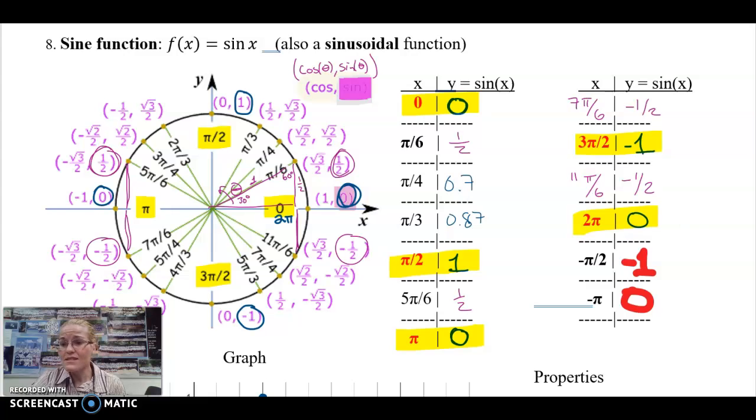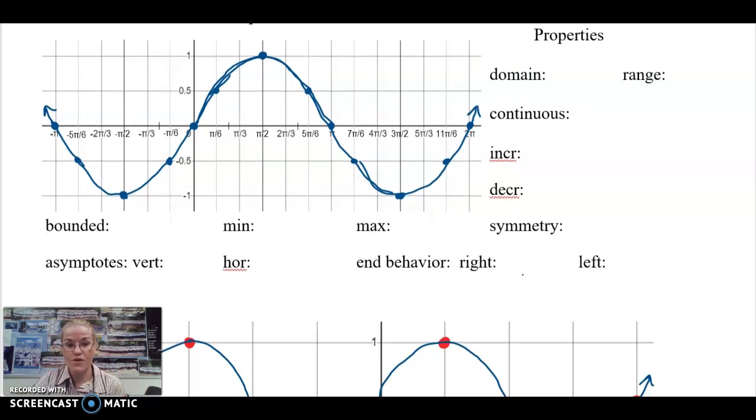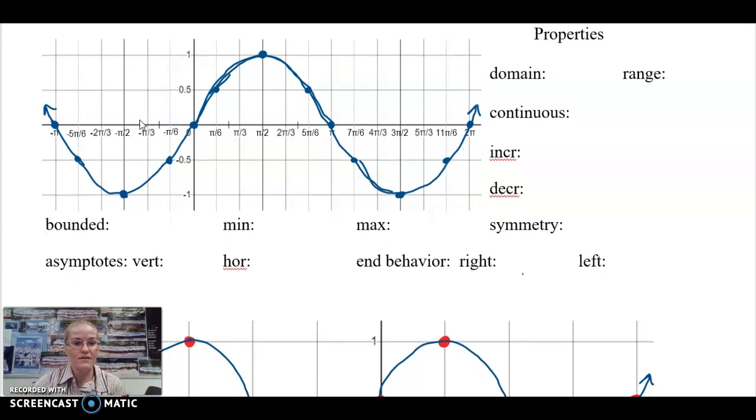So let's now quickly look at the properties of our sine function, and let's fill all this out. What is the domain of our sine function? All real numbers. What is the range? The range is, well, it's bounded. Sine has a lower bound of negative 1, that's included in the range, and an upper bound of positive 1, which is also included in the range.